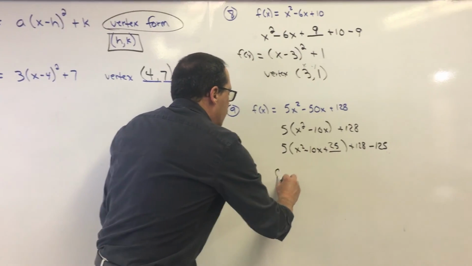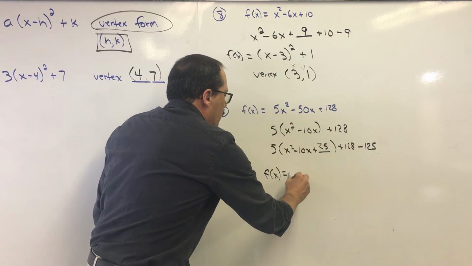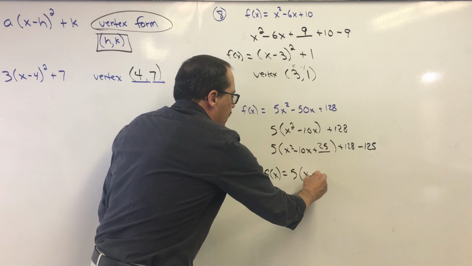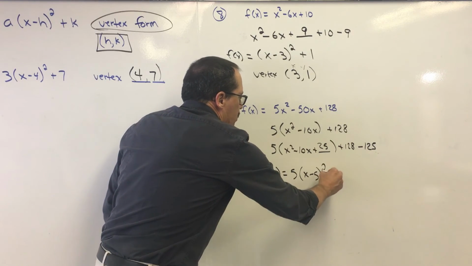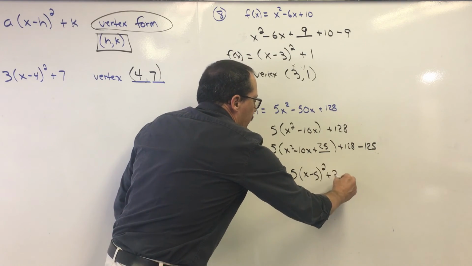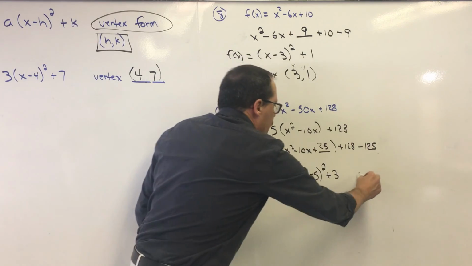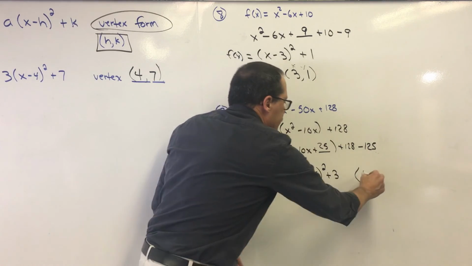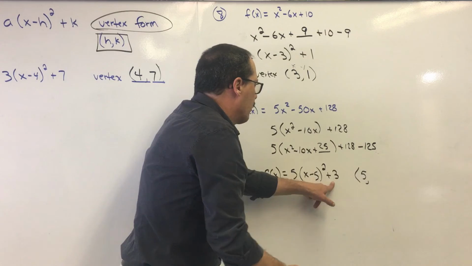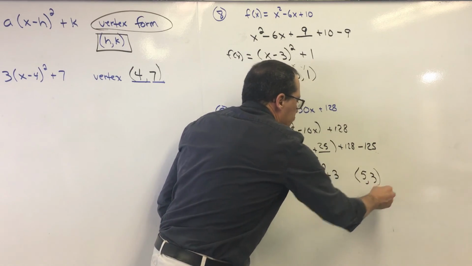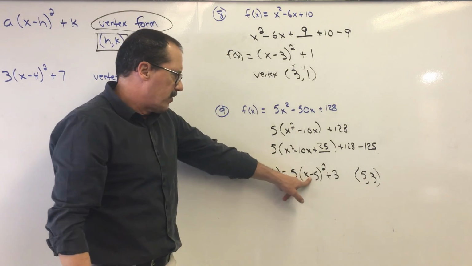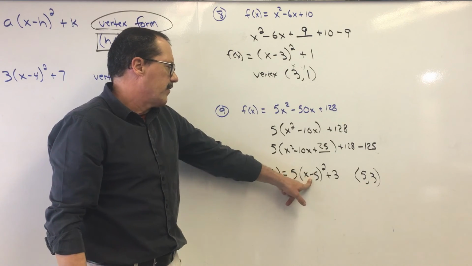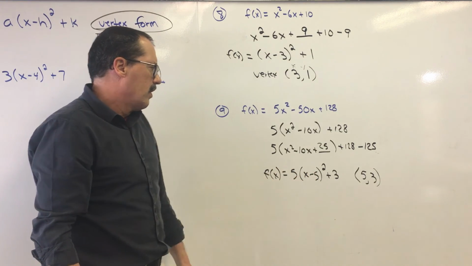So now when we get done here, we get this. We get f of x equals 5 times, this would be x minus 5 squared plus 3. So my vertex would be 5, and then over here would be 3. And by the way, if this was an x plus 5 in here, then negative 5 would be your h.